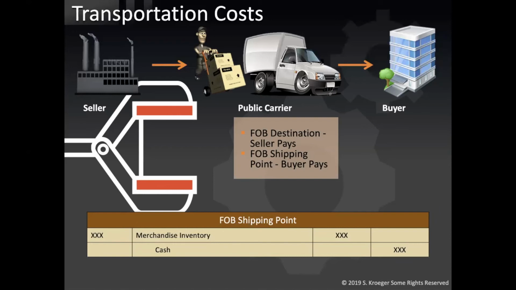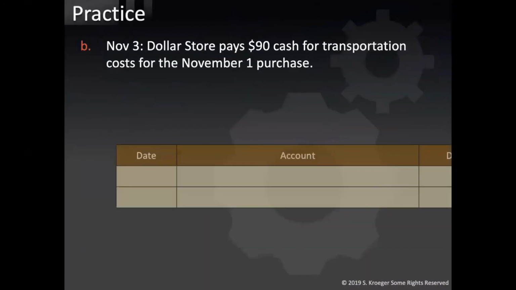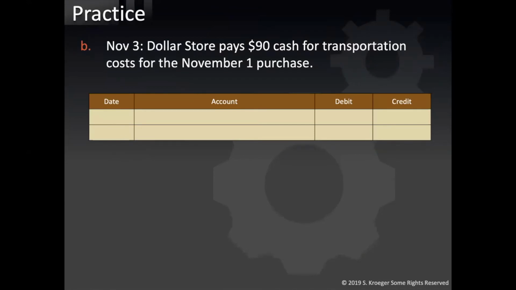Let's practice this next. We are still on number 1, but now we are on part B. On November 3rd, the dollar store pays $90 cash for transportation costs for the November 1st purchase. We know that the terms are FOB shipping point from part A, which means the buyer pays and we are the buyer. What do you think is the journal entry here? Remember, you can pause these videos to try these examples on your own first.